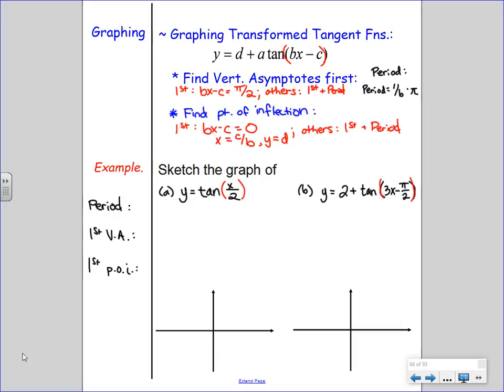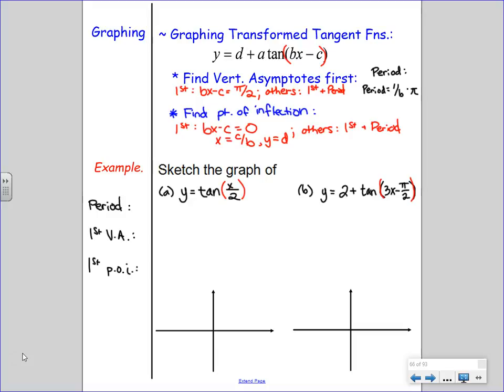Okay. For period, it was a little tricky because I didn't rewrite it. For period, you need 1 over b times pi. Did anyone figure out who b was? 1/2. 2 pi. 1/2 is the b. 1/2 is the b for this one.